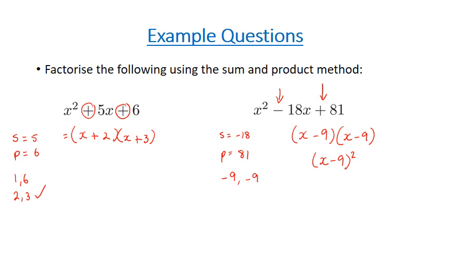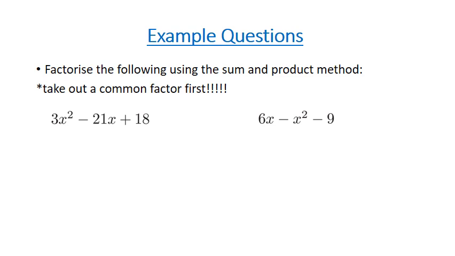So when you're looking at these quadratics, have a look at the symbols, and that'll help you with what type of factor pairs you're going to have. We'll go through some more example questions in a minute. Here's another couple of examples.